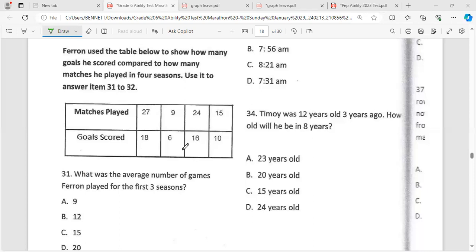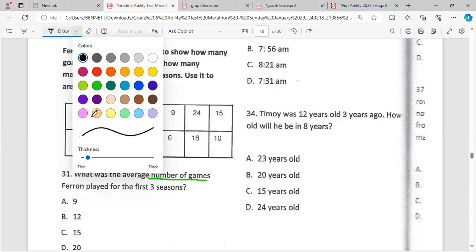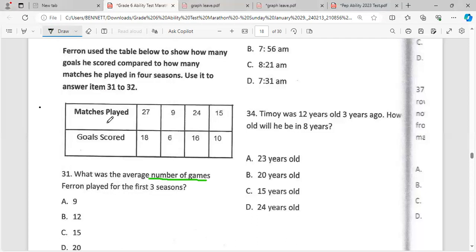All right. Very good. But guys, you notice they gave you 2 things: the matches played, and the goals scored. But they asked you for the average of the number of games. So you're going to focus on the number of games. So the number of games would be this: matches played, and it says the first. You have to look for those key terms. The first 3 seasons would be these 3.